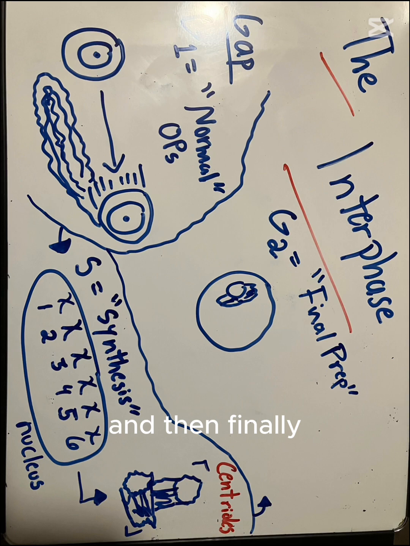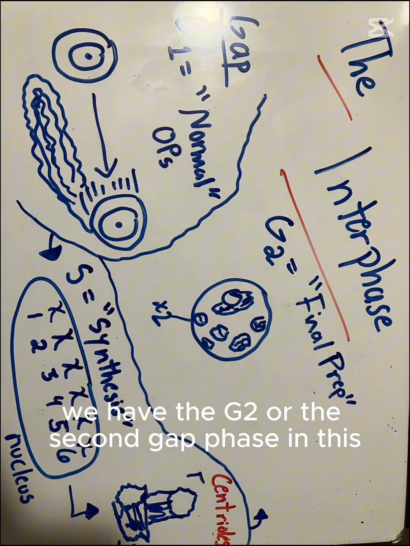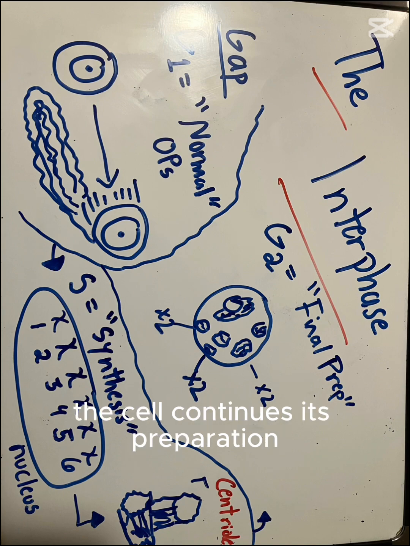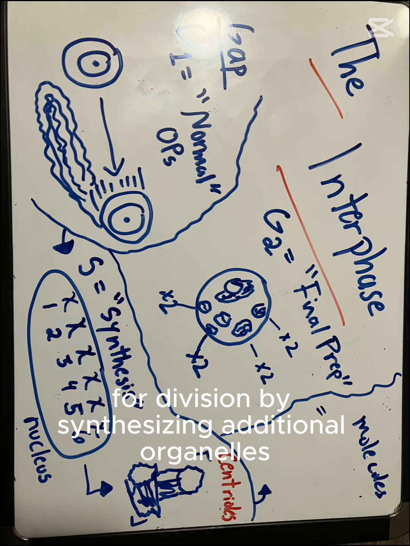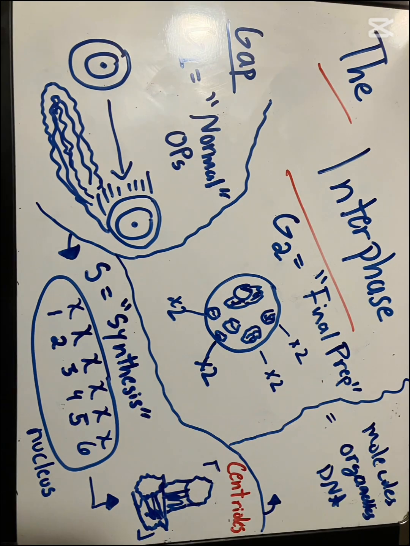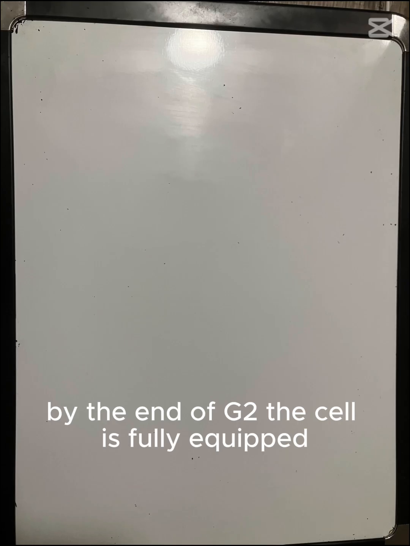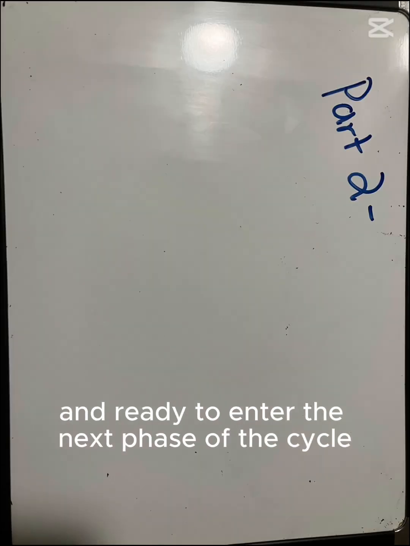And then finally, we have G2, or the second gap phase. In this stage, the cell continues its preparation for division by synthesizing additional organelles and molecules needed for the process. By the end of G2, the cell is fully equipped and ready to enter the next phase of the cycle.